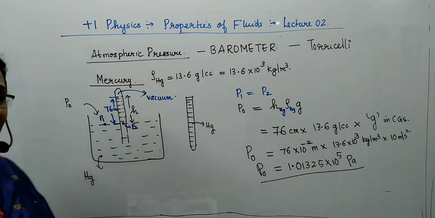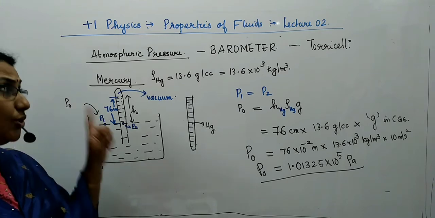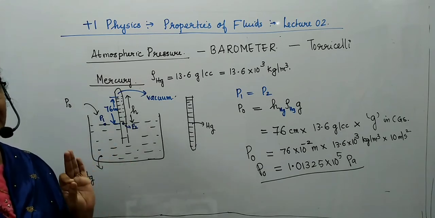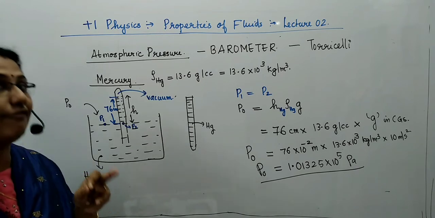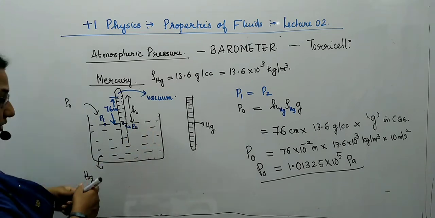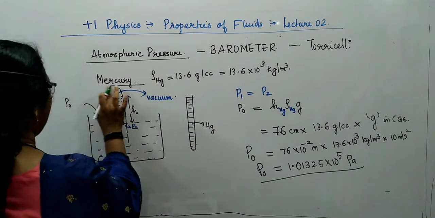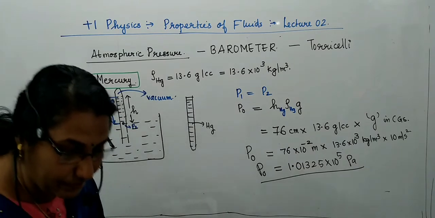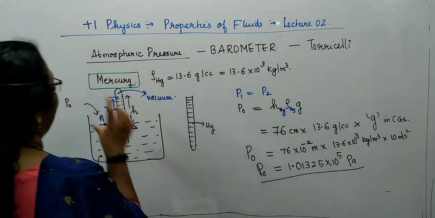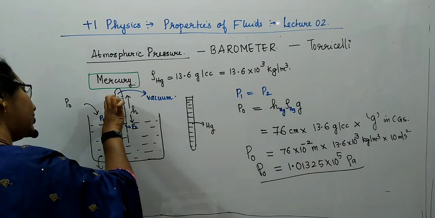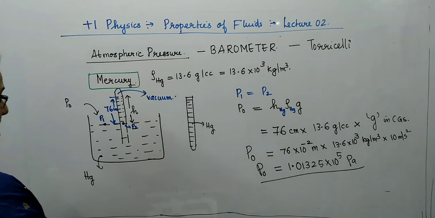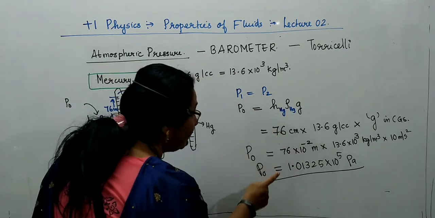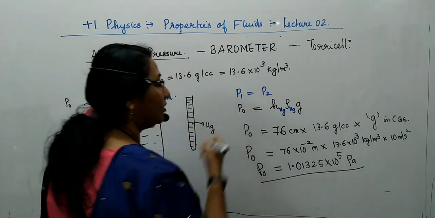So, why are other barometers not preferred even now? Torricelli's barometer, the first barometer designed by Torricelli, is still preferred for the measurement of atmospheric pressure. Can you say why? Because of the fluid taken by him, it was mercury. What is the speciality of Torricelli's barometer? He had taken mercury to measure the atmospheric pressure. When he took mercury for the barometer, what was the height of the mercury in this inverted tube? 76 centimeter. Okay, 76 centimeter of mercury exerts a pressure, and that pressure is equal to atmospheric pressure.